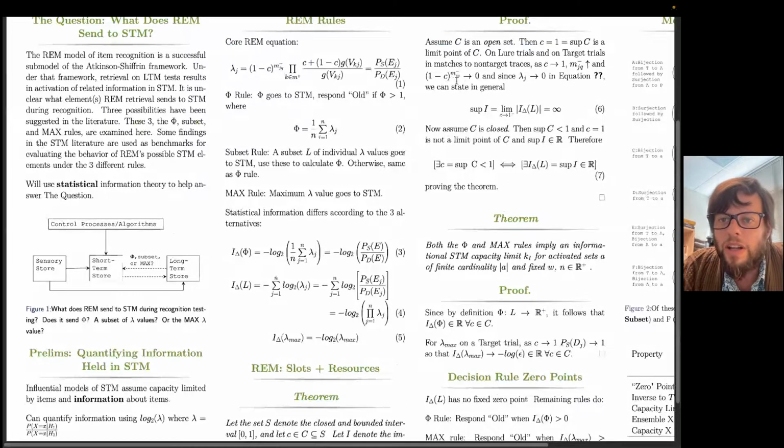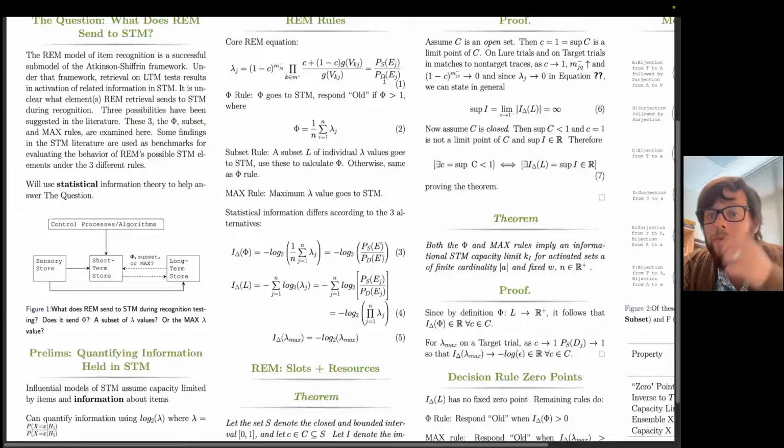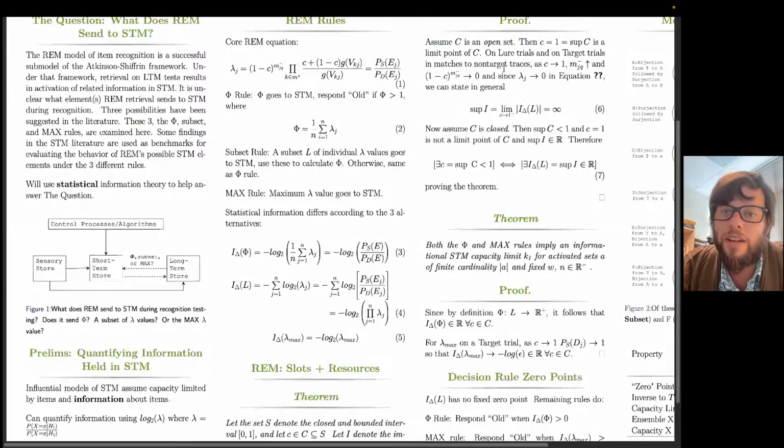So as C goes to 1, what's going to happen is you're going to have this quantity go to 0 in equation 1 over here for lambda. And this would be on either lure trials or target match trials, because when you're on a target trial, you're going to have matches to non-target traces as well. So all you need is a non-target match. So it really doesn't matter if it's a lure trial or a target trial. This is going to go to 0.